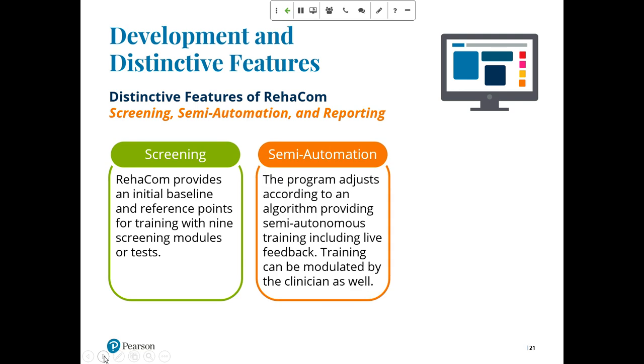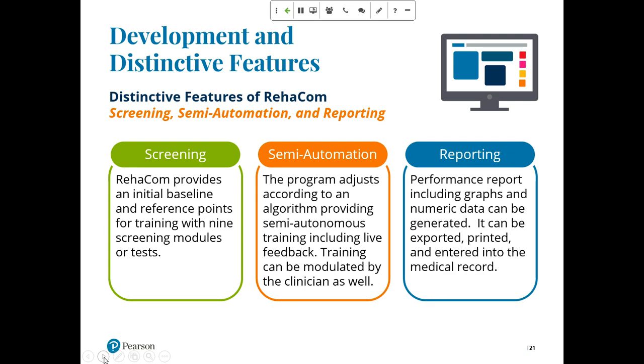Also, the program will adjust according to the performance of the patient. So, by using live feedback, it will semi-autonomously figure out what the training levels should be. And as I said before, you, the clinician, can change that. But often, it's been found that therapists like to have the computer determine what the difficulty level should be. It's less work, and it's not something they want to do.